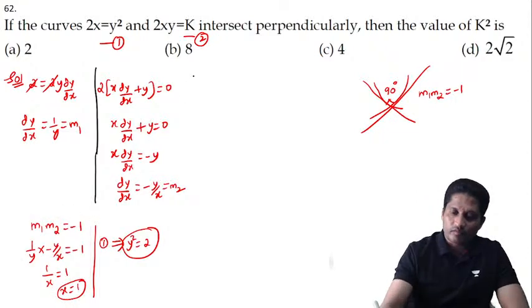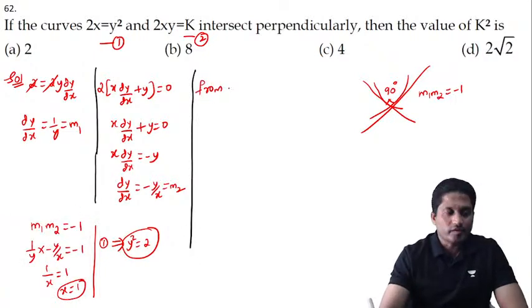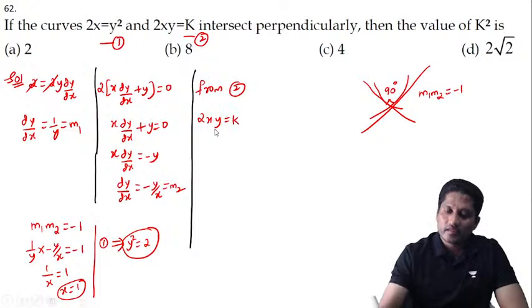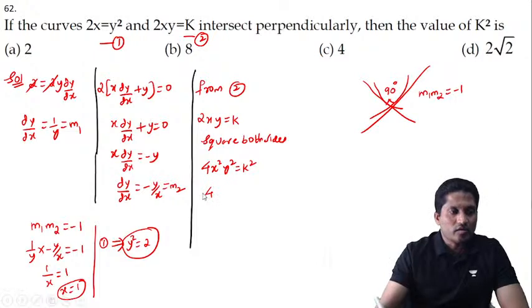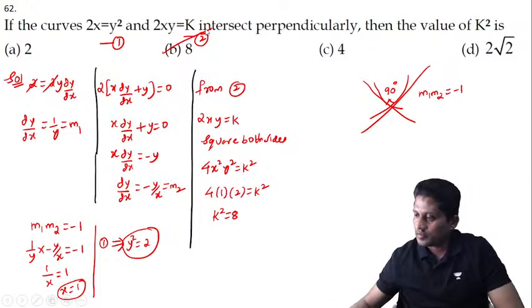If I substitute in equation 2, from equation 2, you have 2xy is equal to k, right? If I square both sides, you get 4x square y square is equal to k square. Okay, this is equal to 4 times x is 1, y square is 2, is equal to k square. So you get k square is equal to 8. Answer is option B. Question number 62. Right answer is B.